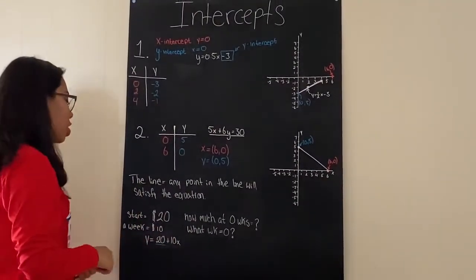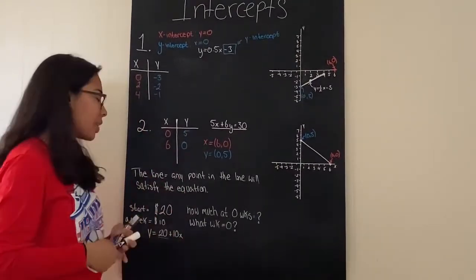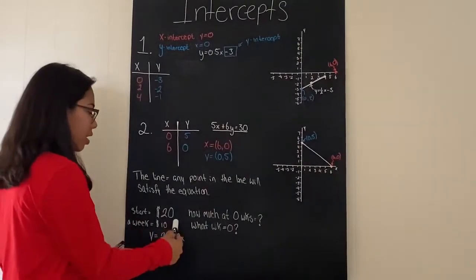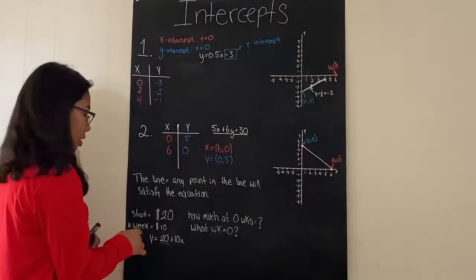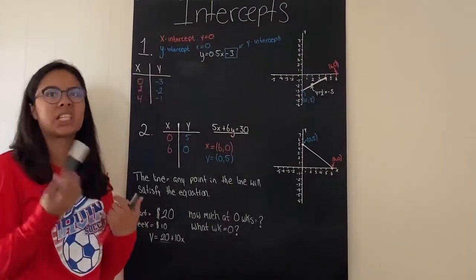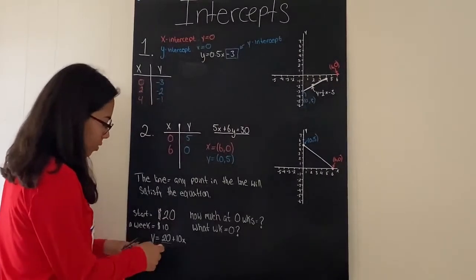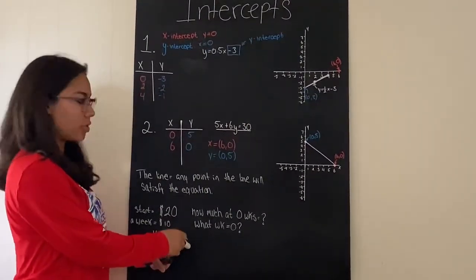The x- and y-intercepts are also found in the equation when they don't have a variable in front of them. Now, if you're wondering how you can use this in real life, let's say you're saving money. You start off with $20, and each week you add $10. So you write down your equation: y equals 20, which is what you start off with, plus 10x, with x as your weeks.